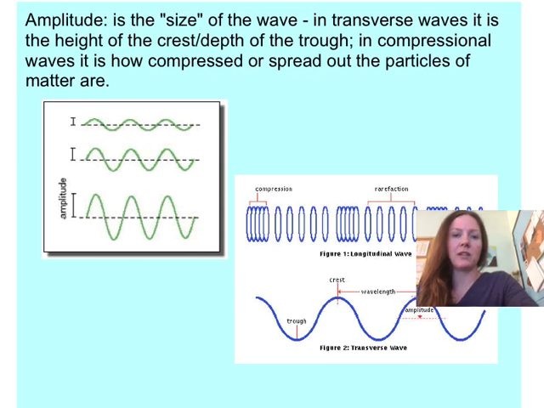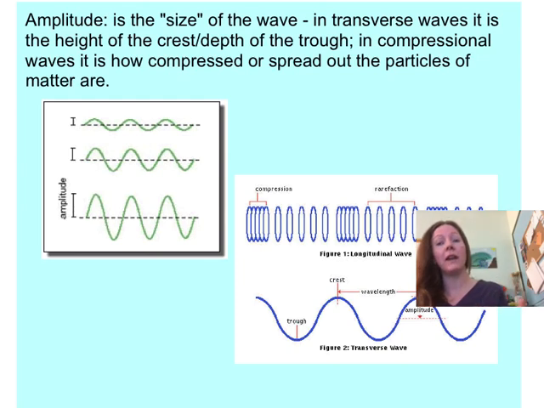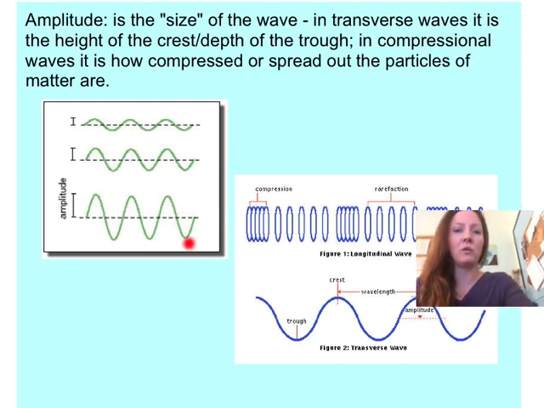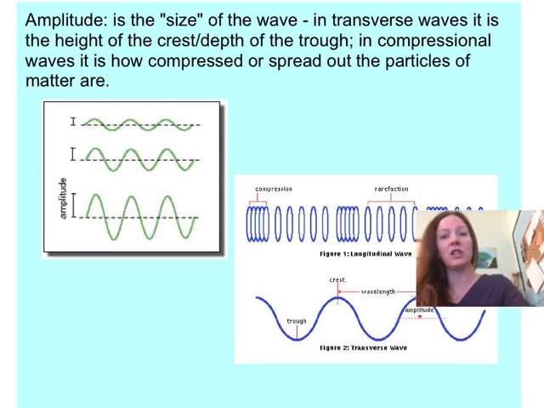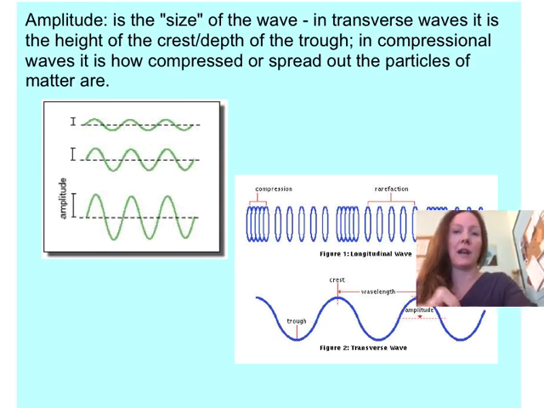The next property is called the amplitude. And this is all about how big the wave is. It's directly related to how much energy is put into the wave. So the initial cause of the wave, if it had a lot of energy, you're going to end up with a higher amplitude wave. If it had a little bit of energy, you're going to end up with a lower amplitude wave.